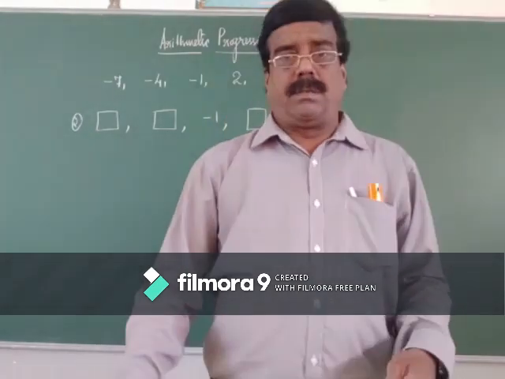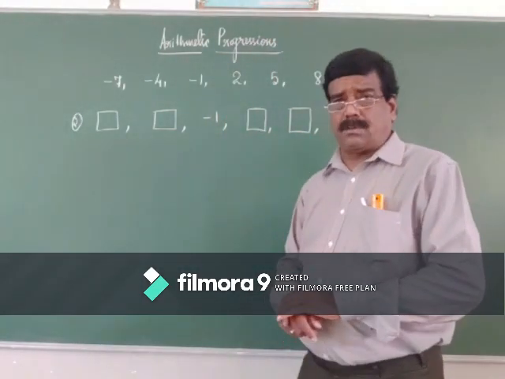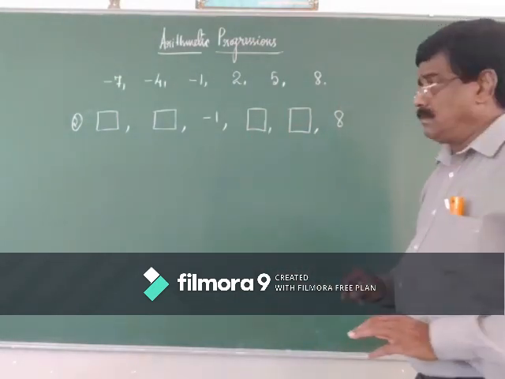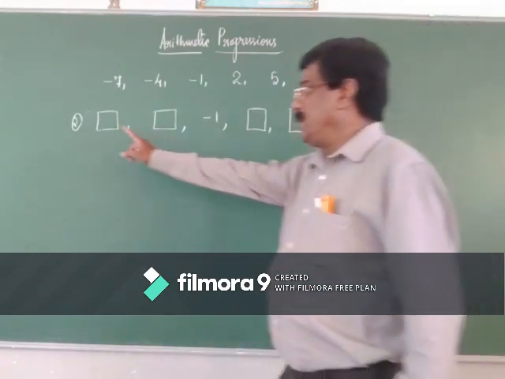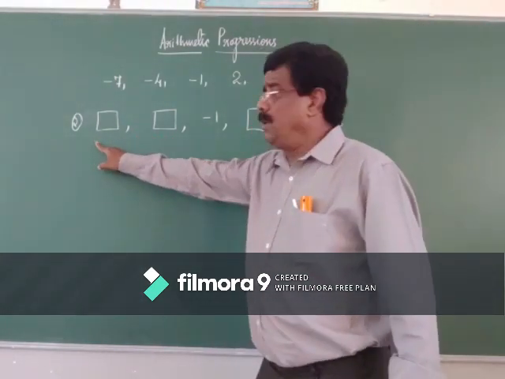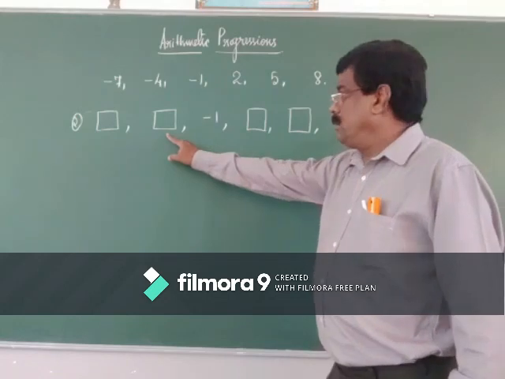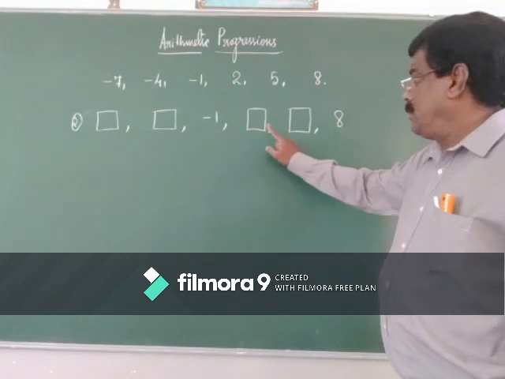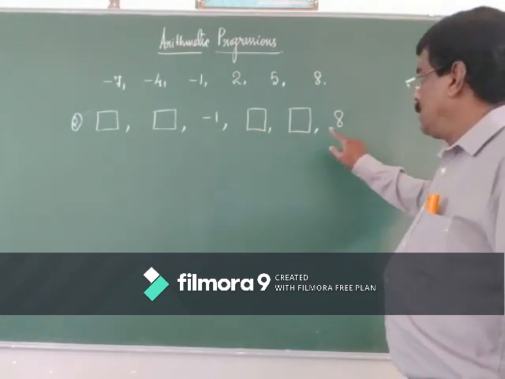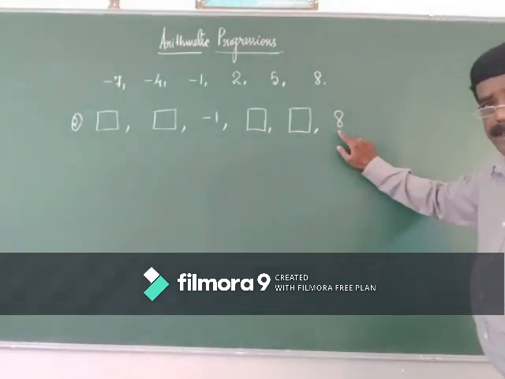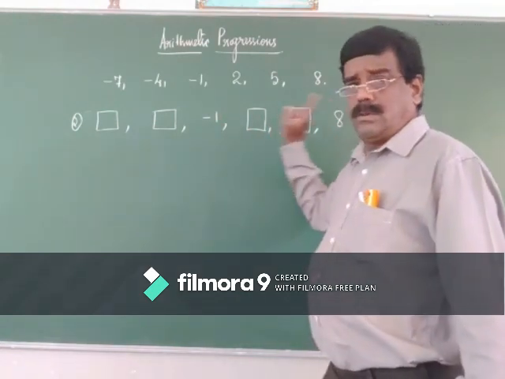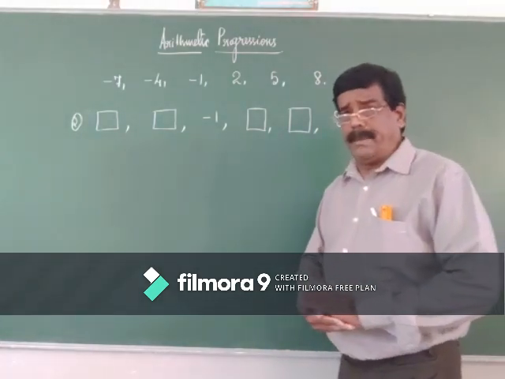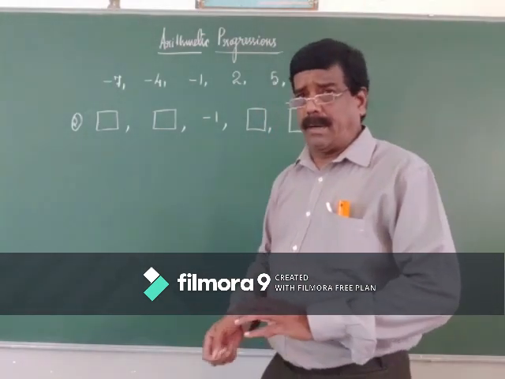Yes, children, now we are going to do the second sum, another question, which is also taken from the above example. How will the question be? You can see here, the first term is not given, it is unknown. The second term is also unknown. The third term is given as minus 1. The fourth term is unknown. The fifth term also has to be found out. And the sixth term is given as 8. So anyhow, 2 terms will be given in an AP, so that you must be in a position to find out the remaining terms according to the requirement.